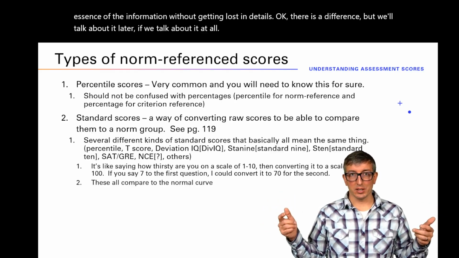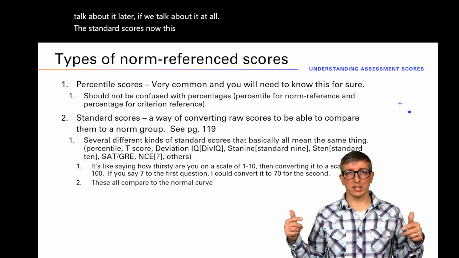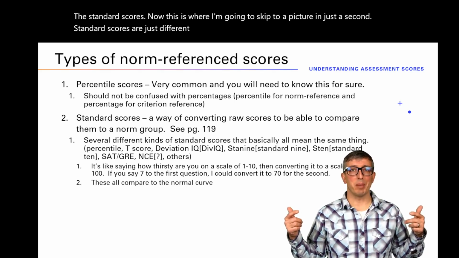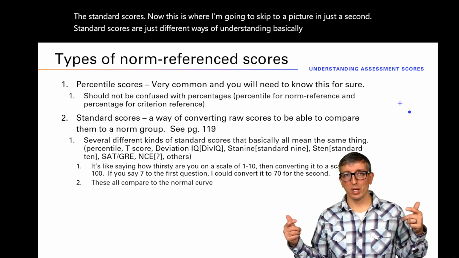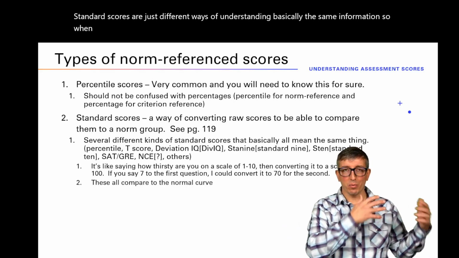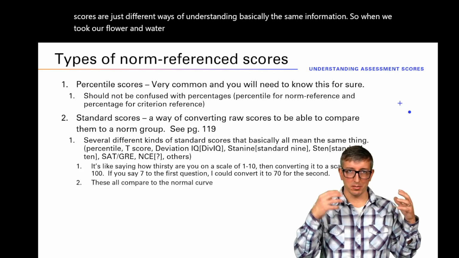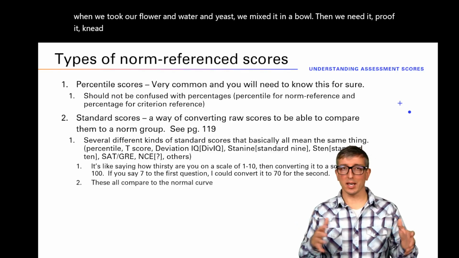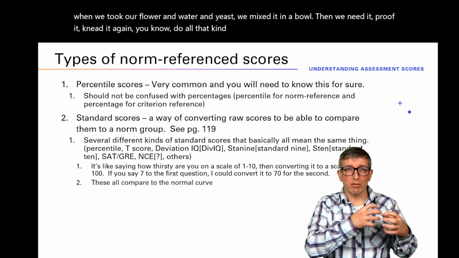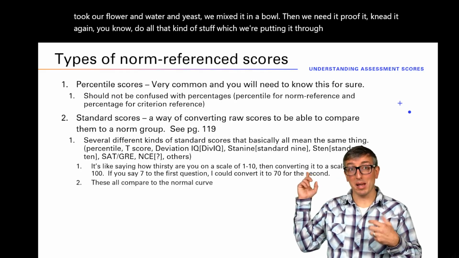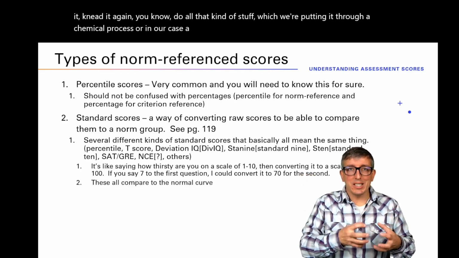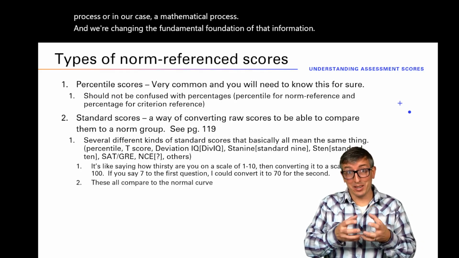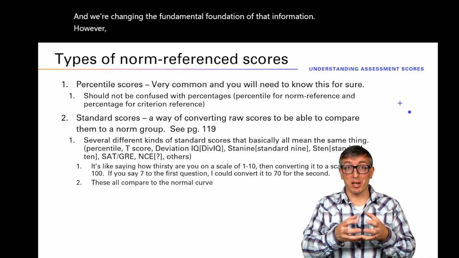The standard scores, now this is where I'm going to skip to a picture in just a second. Standard scores are just different ways of understanding basically the same information. So when we took our flour and water and yeast, we mixed it in a bowl, then we kneaded it, proofed it, kneaded it again, did all that kind of stuff. We're putting it through a chemical process, or in our case, a mathematical process, and we're changing the fundamental foundation of that information. However, with standard scores, we're not changing the fundamental information.